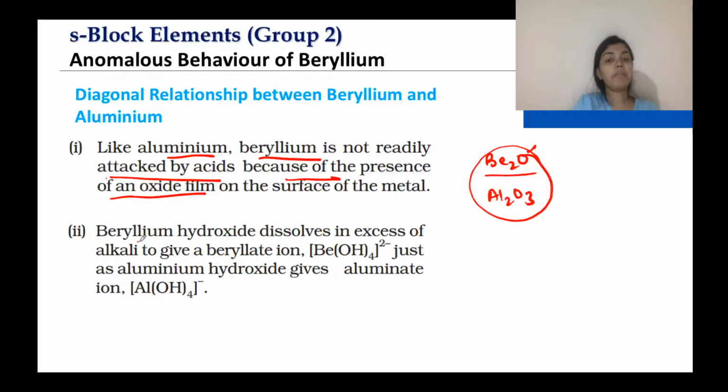Next, beryllium hydroxide dissolves in excess of base to give the beryllate ion. Similarly, aluminium hydroxide will also dissolve in excess base to give you what? This ion: [Al(OH)4] negative.